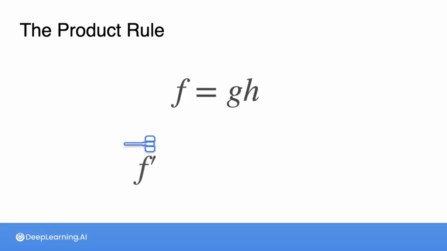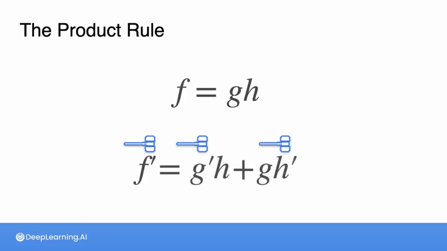In other words, here's what happens. f prime is like hitting f with a hammer. And if I hit only g with a hammer and leave h alone, I have g prime h. And if I hit h with a hammer and leave g alone, I have g h prime. So the derivative of f is f prime equals g h prime plus g prime h. And that is the product rule.